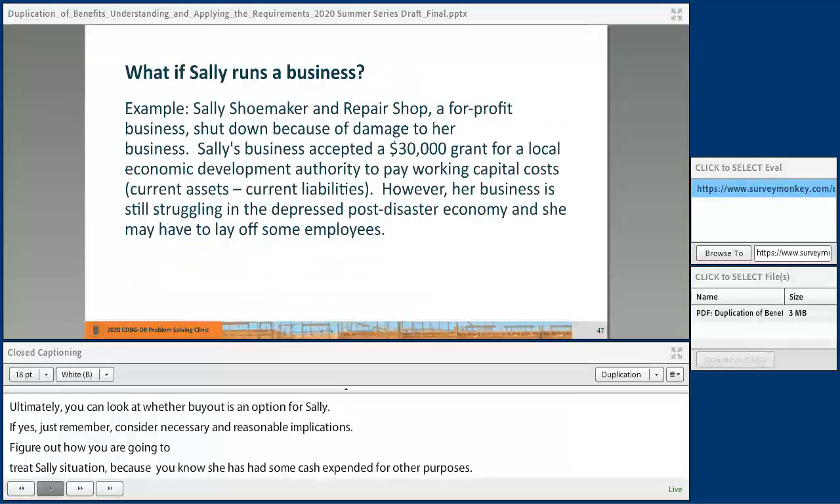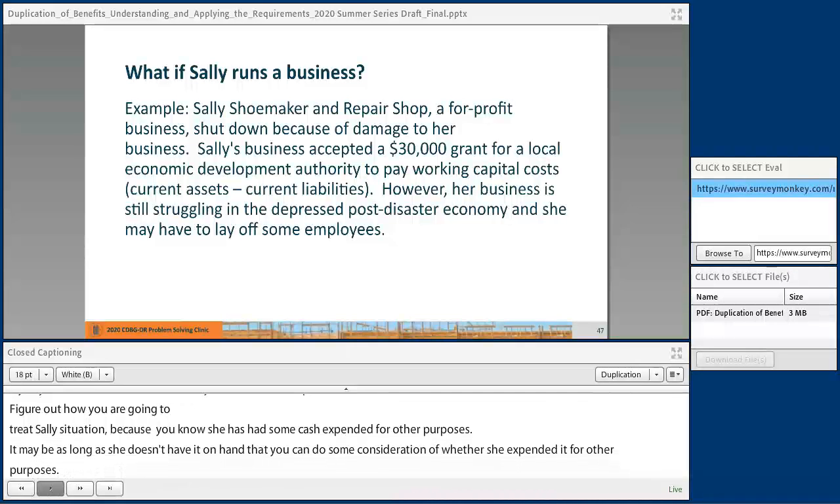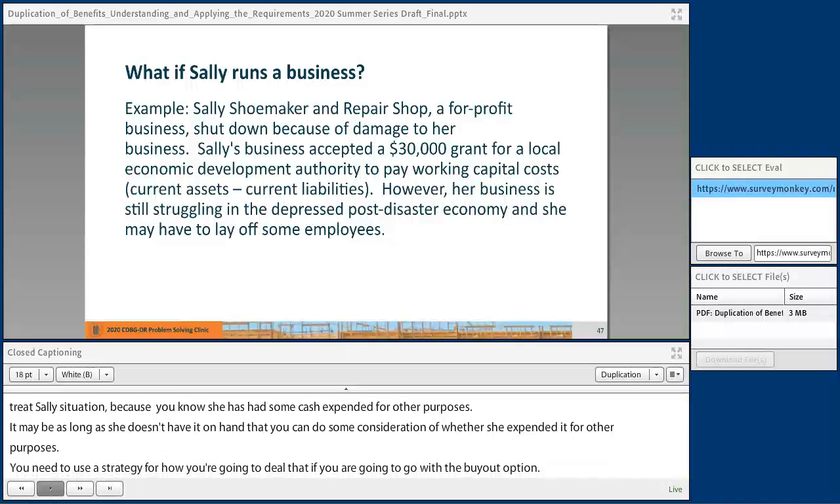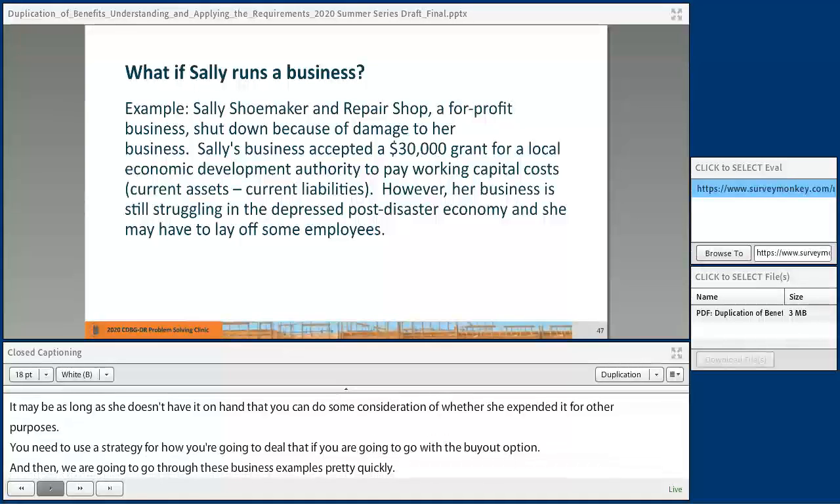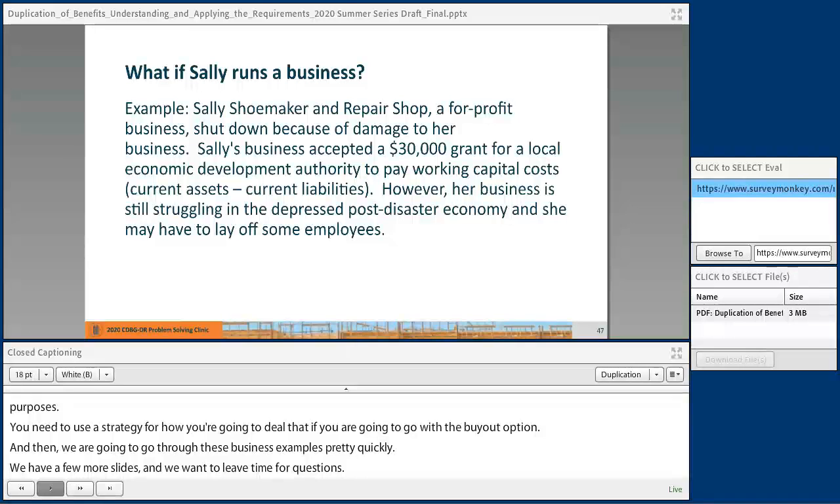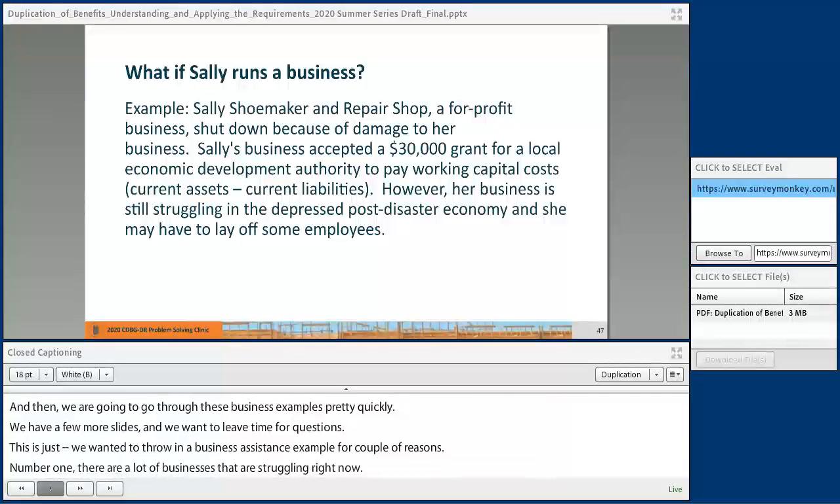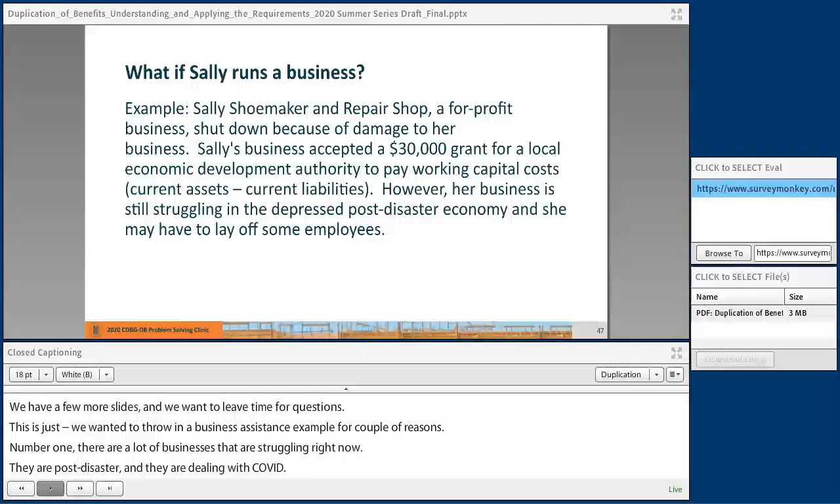And then we're going to go through these business examples pretty quickly because we have a few more slides and then we want to leave time for questions. We wanted to throw in a business assistance example for a couple of reasons. One, there are a lot of businesses that are struggling right now. They're post-disaster and they're dealing with COVID, and you really have to think through how you're going to meet your economic revitalization needs. So business assistance is front and center and a hot topic right now.